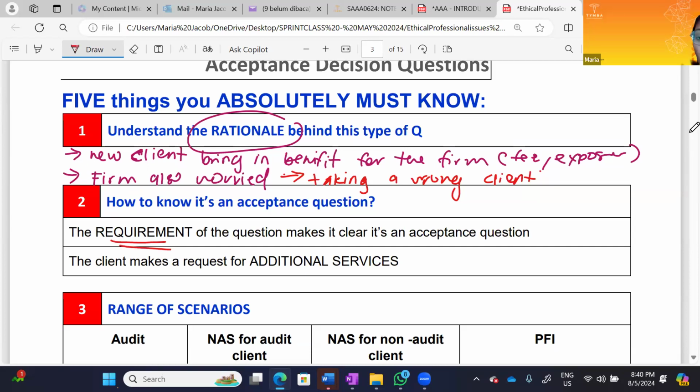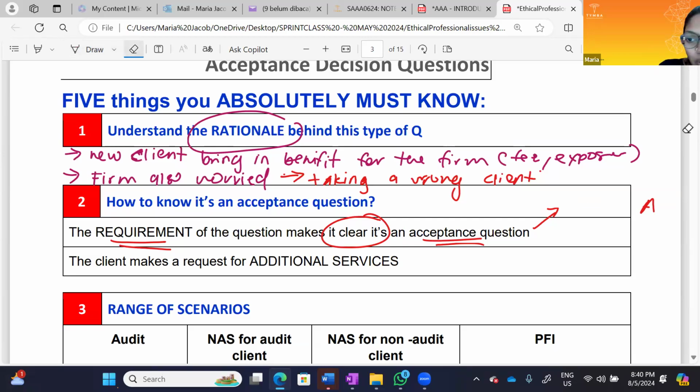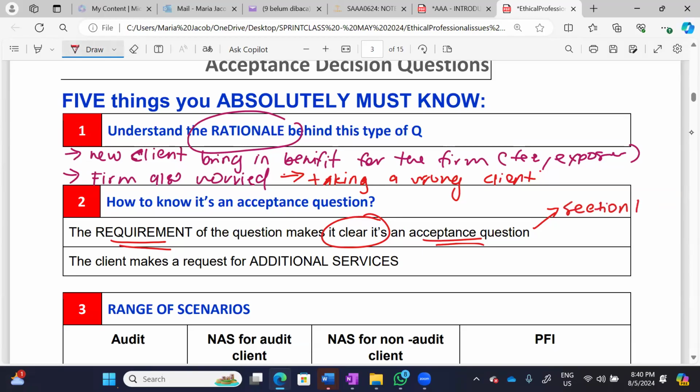In the requirement of the question, it will be made clear that it is an acceptance question. So they won't make you feel confused about deciding it. If it's an acceptance question in section A, if it is in section B, they will ask you differently. So the client makes a request for additional service.